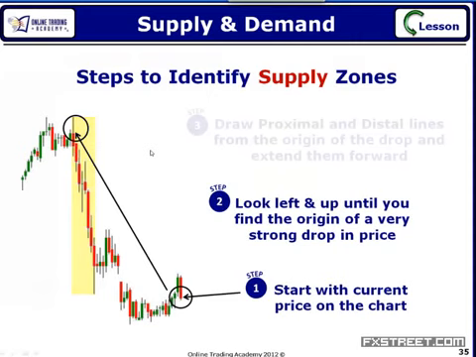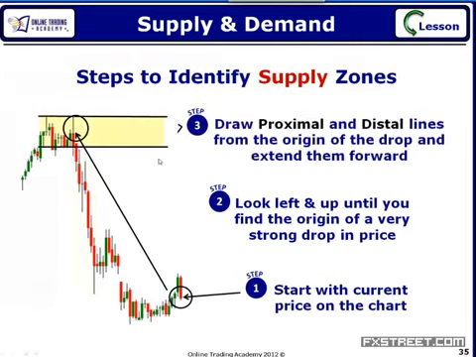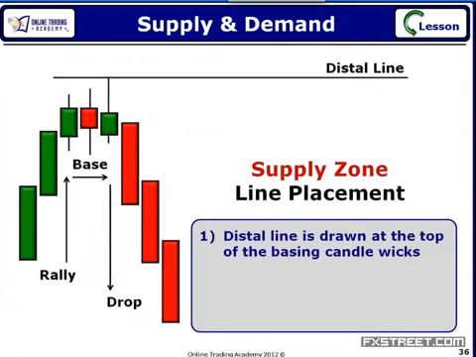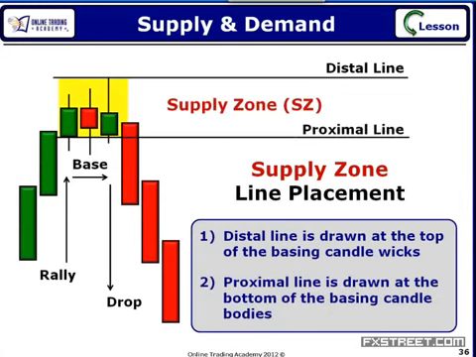So once again, for the supply zones, we'll draw out proximal and distal lines just as we did with demand. In order to draw these lines, the distal line is easy. Once again, we are going to draw that across the top of the wick or the high for the basing candles. The lower line, people get a little confused on this one. The lower line is going to be the proximal line, and that'll be drawn across the bodies of the basing candles before the selling pressure became very strong. This is where there was an imbalance of lots of supply versus the demand, so it pushed prices downward very quickly. That's where we're going to be drawing those lines. All right.